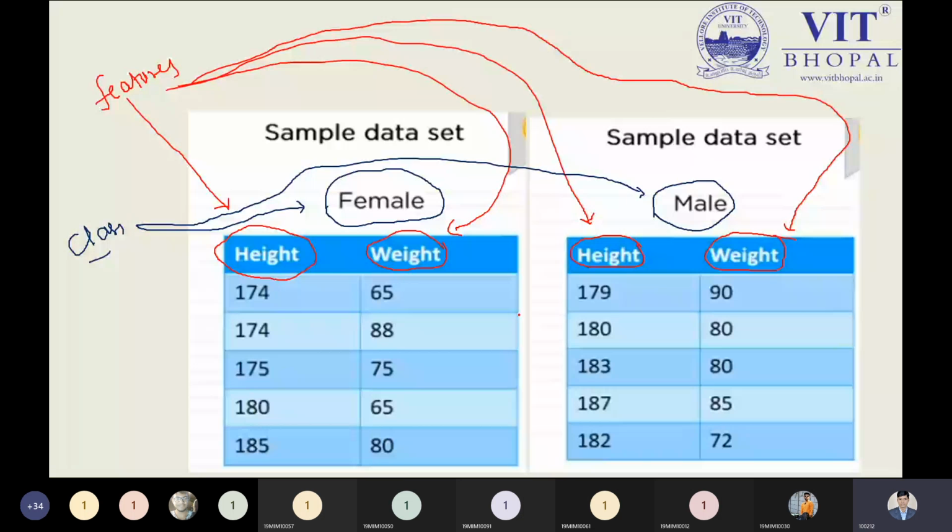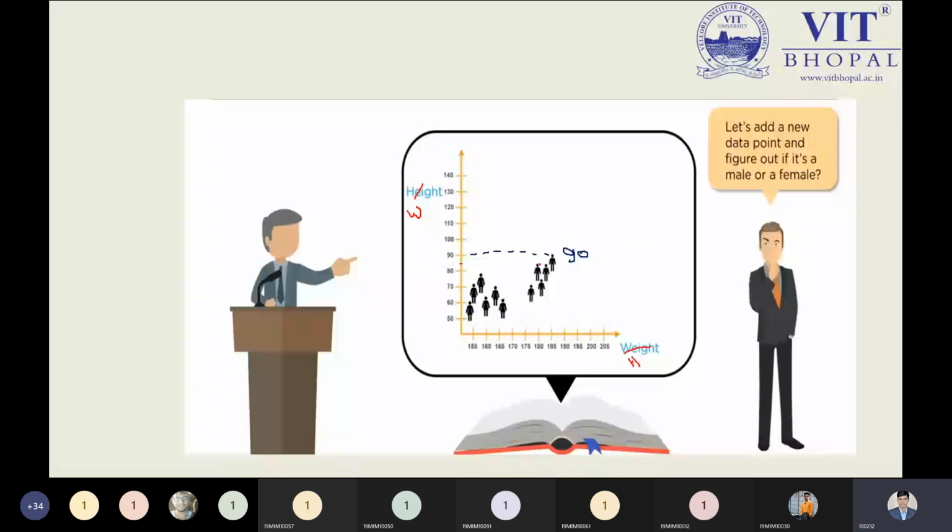Now, talking about the male, the heights are 179, 180, 183, 172, and 182, starting from 179 up to 187 maximum. The weights are 72, 85, 80, and 90. The initial weight is 72, so we have this point. The person who has the weight of 90 kg has a height of approximately 179. So we can assume our graph looks like this.